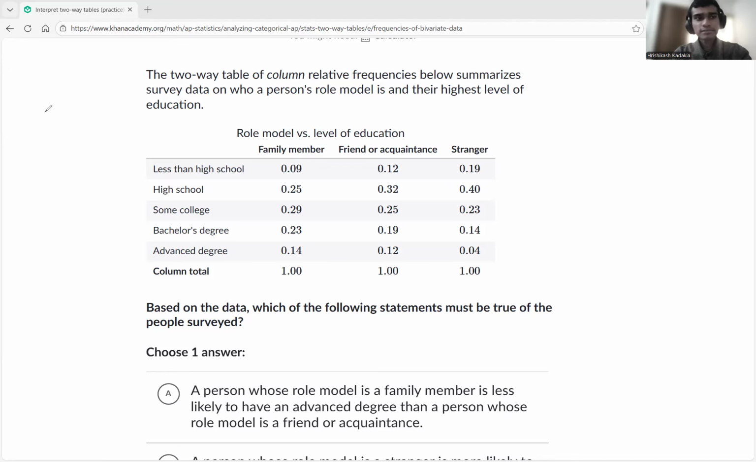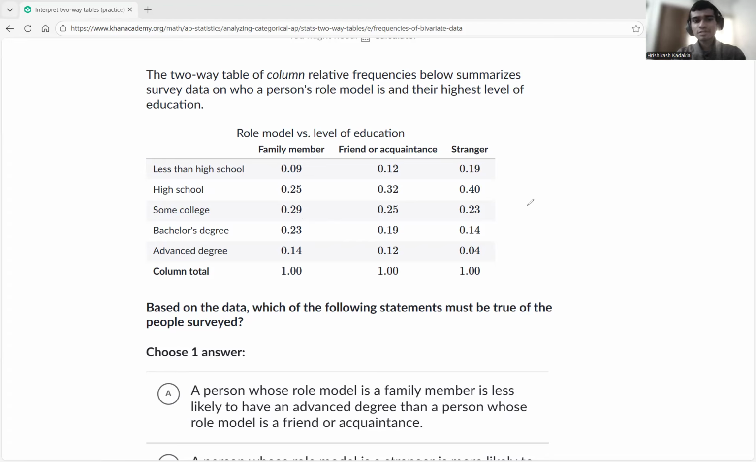Now this one is basically where we have column relative frequency. Column relative frequency is summarizing, so we can say that of persons whose role model is a family member, 23% have completed a bachelor's degree. So a person whose role model is a family member, their education level is most likely to be some college, because some college is the highest for that part.